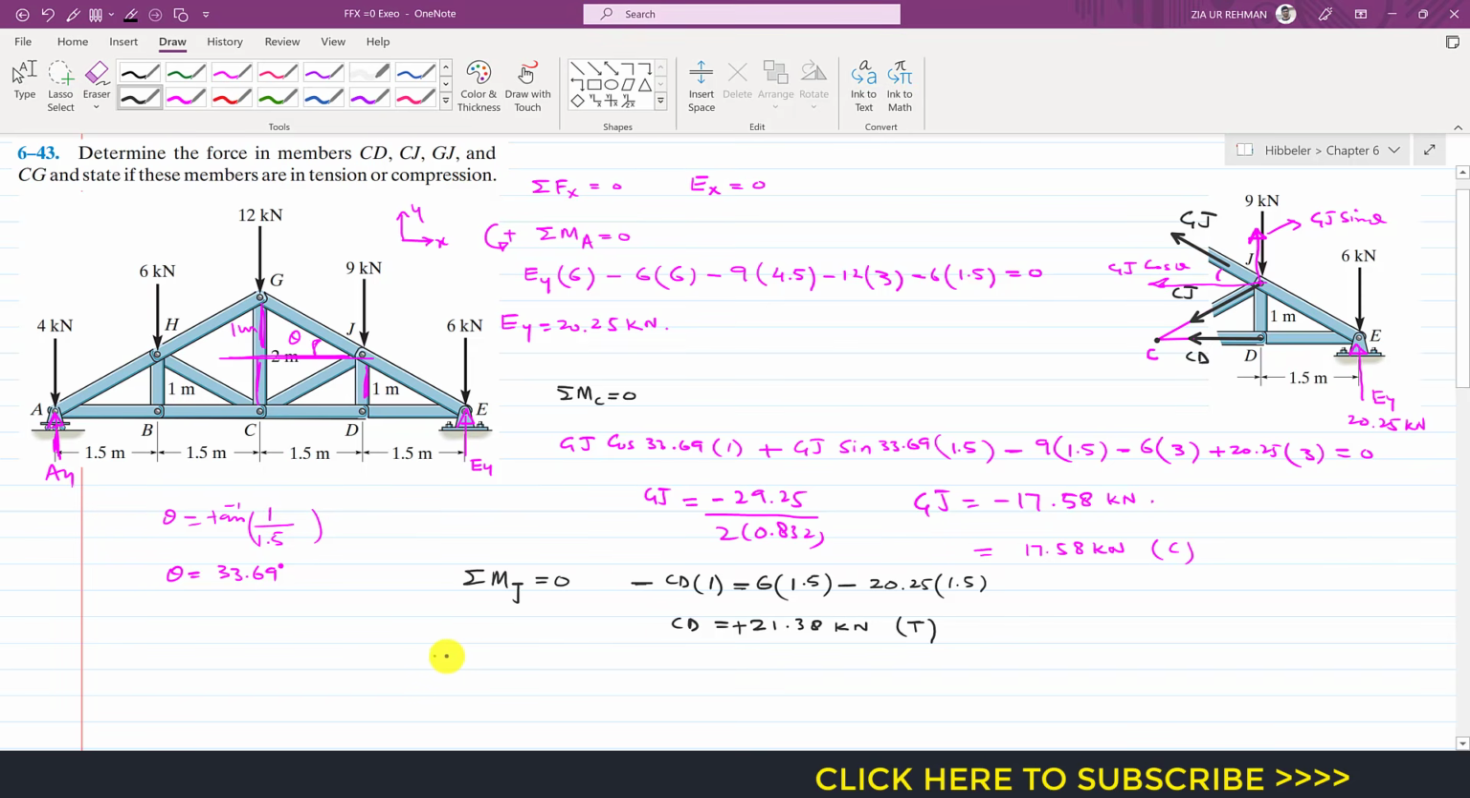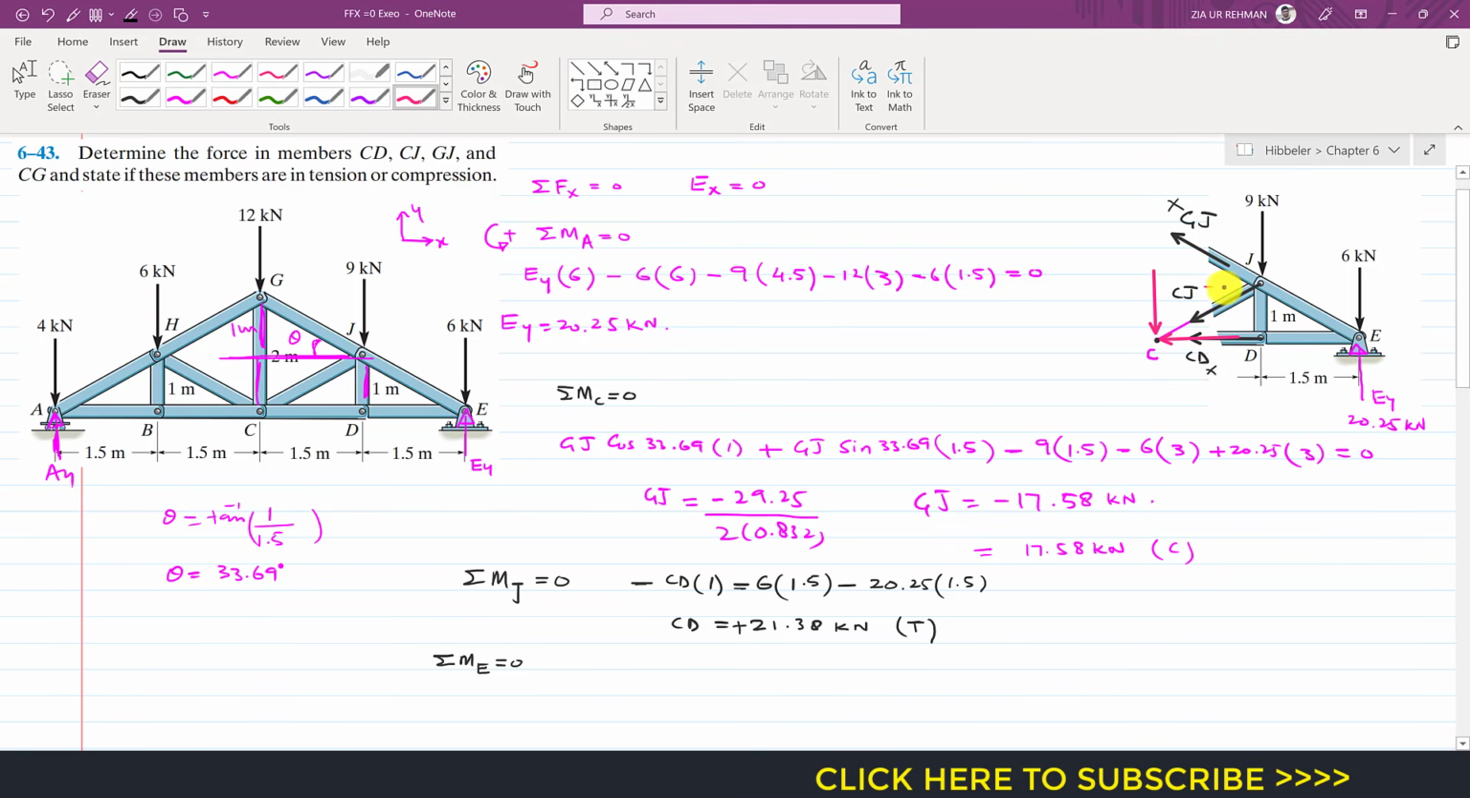Now if we apply the summation of moments about point E equals 0, again as we can see, this Gj force is passing through point E, and this CD force is passing through point E, so they will not produce a moment about point E, so they will not come into our equation. To find the moment about point E, again I resolve this Cj member force into its components here at point C, so we will have two components. Cj will have one component in this direction at point C, and one component in this direction.